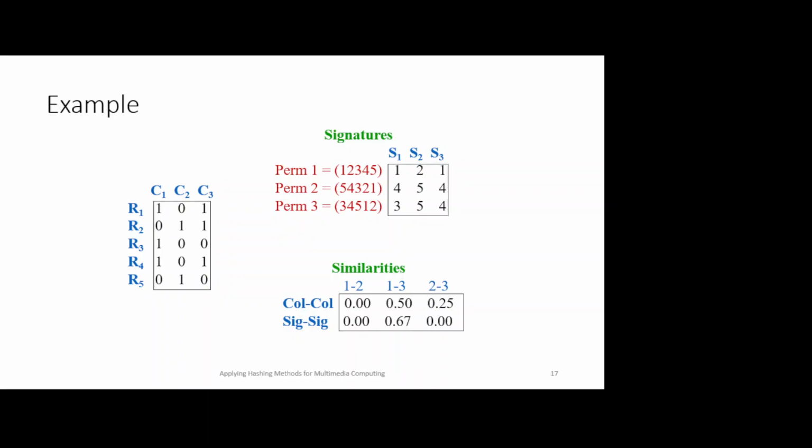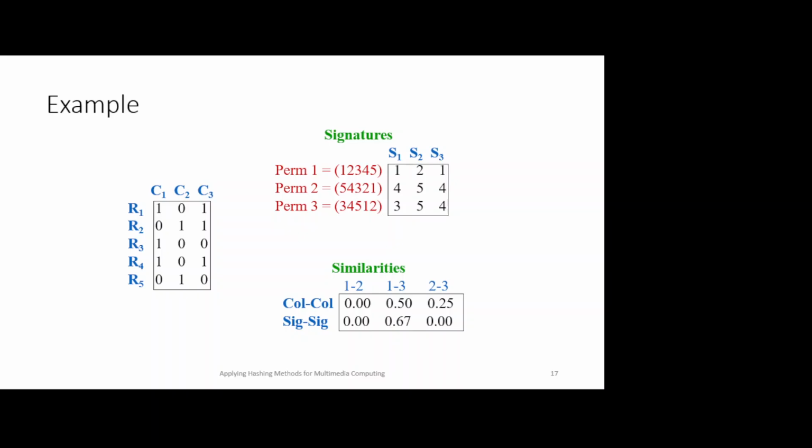And for the third computation, it is 3, 4, 5, 1, 2. We have to check in this order: 3, 4, 5, 1, 2, like this. So you can see the first column is 1. So here the mean hash value is 3.